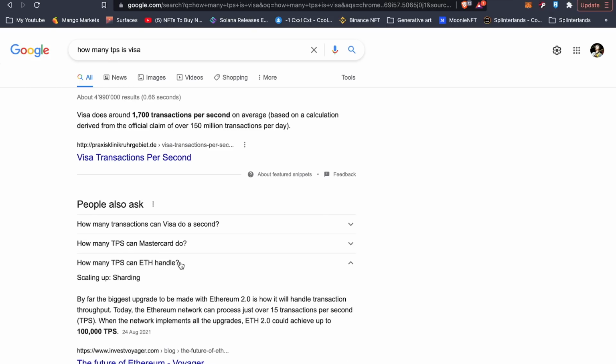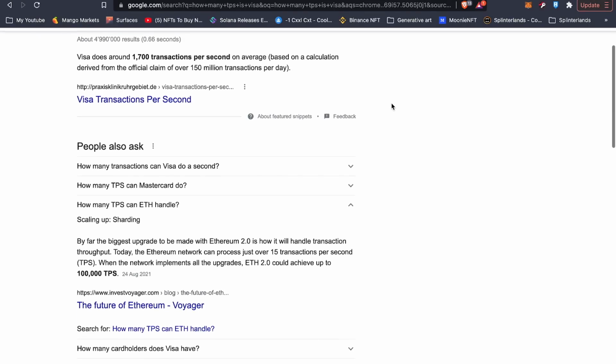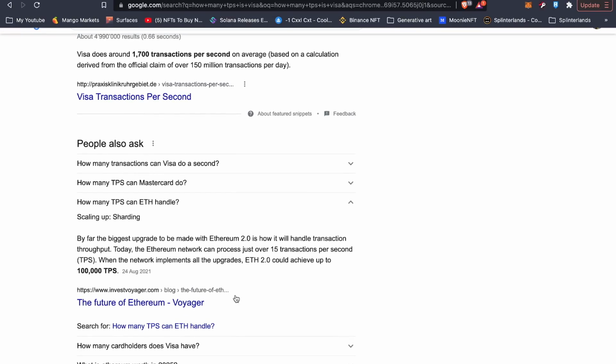The transaction speed that ETH currently handles right now is just over 15 transactions per second, while Solana crashed because it was doing 400,000 per second. Meanwhile, even when ETH2 releases, they will still only be capable of up to 100,000 transactions per second. So at its peak, Solana was still doing more transactions per second than Ethereum 2 will be capable of, and for that reason, I am bullish on Solana.